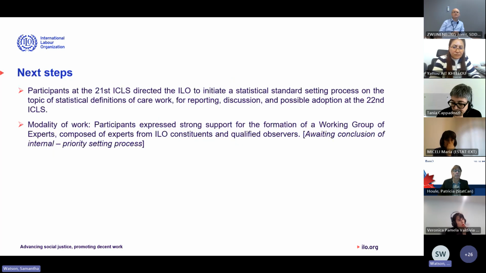In terms of our next steps, participants at the 21st ICLS last October directed the ILO to initiate a statistical standard setting process on the topic of statistical definitions of care work. The idea is a 5-year plan for reporting, discussion and possible adoption at the 22nd ICLS, which should be in 5 years' time, but we've not committed to the date yet.